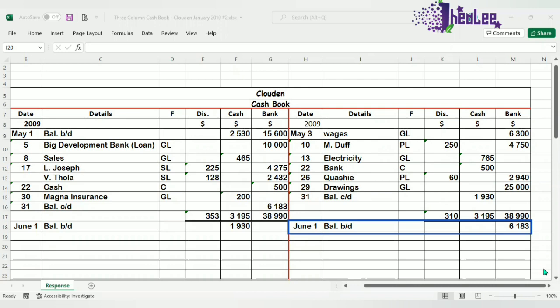And this takes us to the end of our lesson, where we focused on preparing a 3-column cash book.